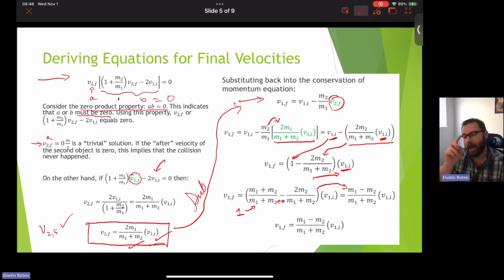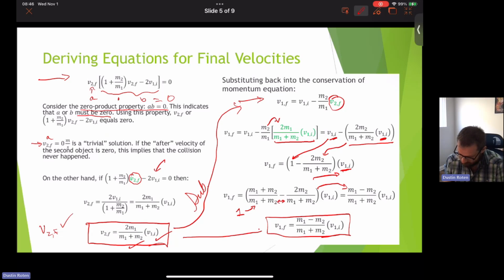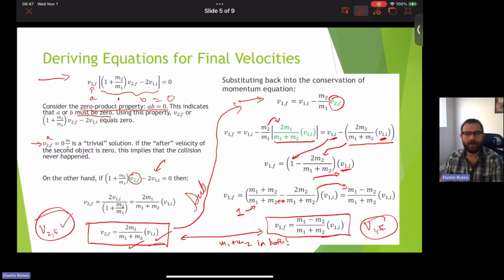All right, so now I'm happy with this. I won't do much more to it. So I'm going to say this is my final equation. You'll notice that the denominators are the same. We have the total mass in both, which is pretty cool. Now we have these two equations that look very similar. We just have slightly different numerators, and we got what we wanted. We have an equation for V2 final, and we have an equation for V1 final. So now we know the final velocities of both of these objects after they've collided with each other.